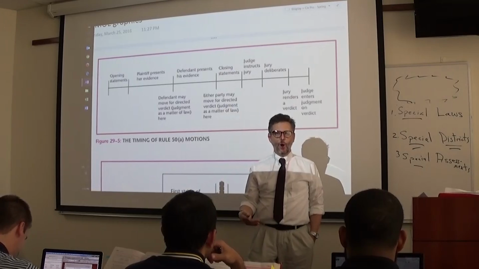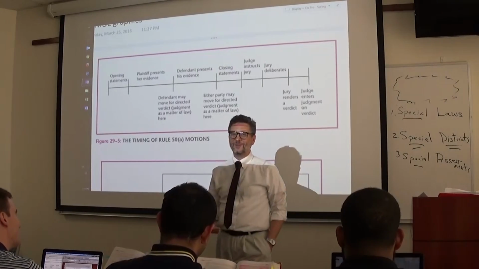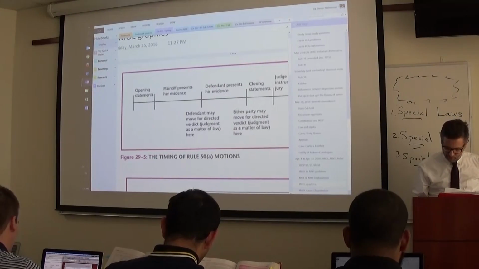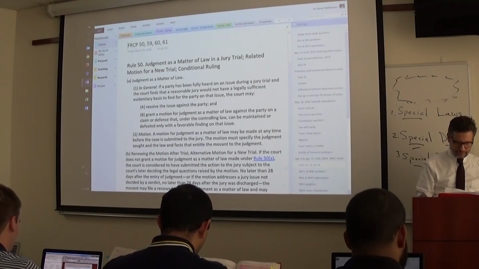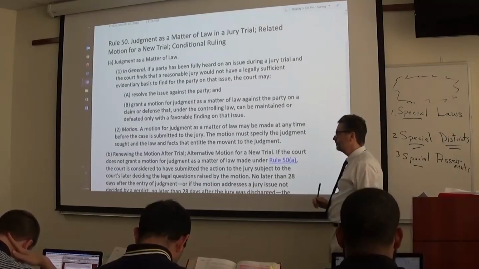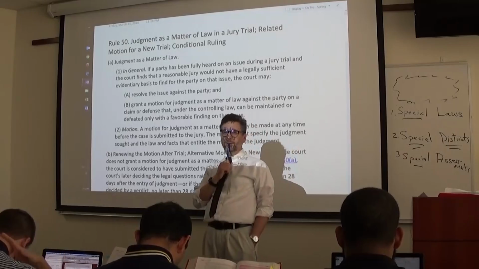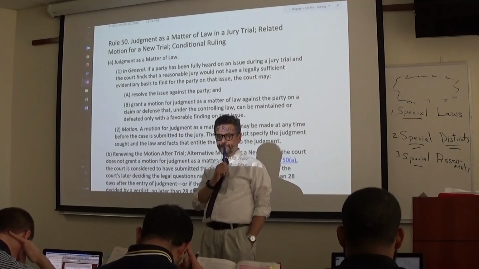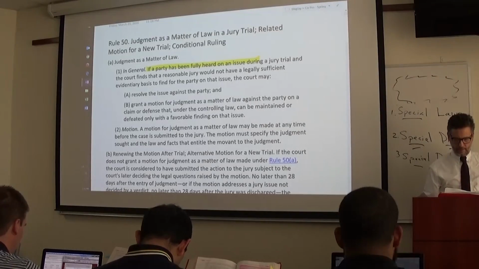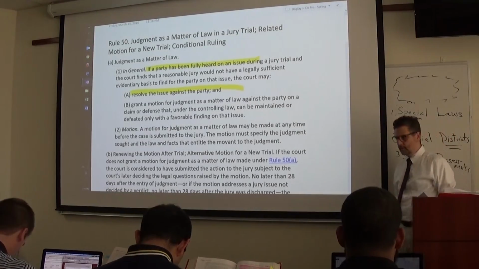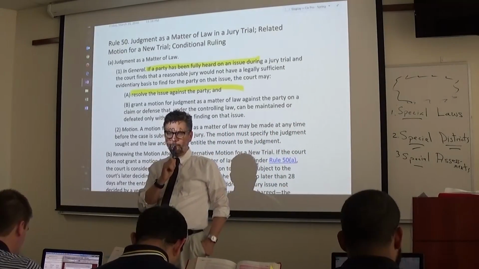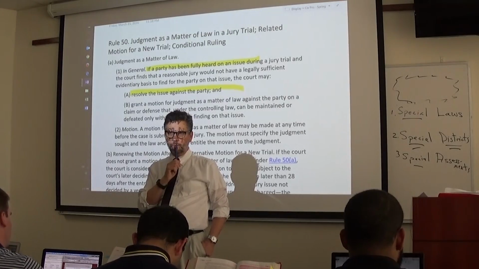Rule 50(a). Oh, you want to cite the rules at me? Good. Yes, please. Point us towards the relevant part of Rule 50. It says, if a party has been fully heard on an issue during a jury trial and the court finds that a reasonable jury would not have a legally sufficient evidentiary basis to find for the party on that issue.